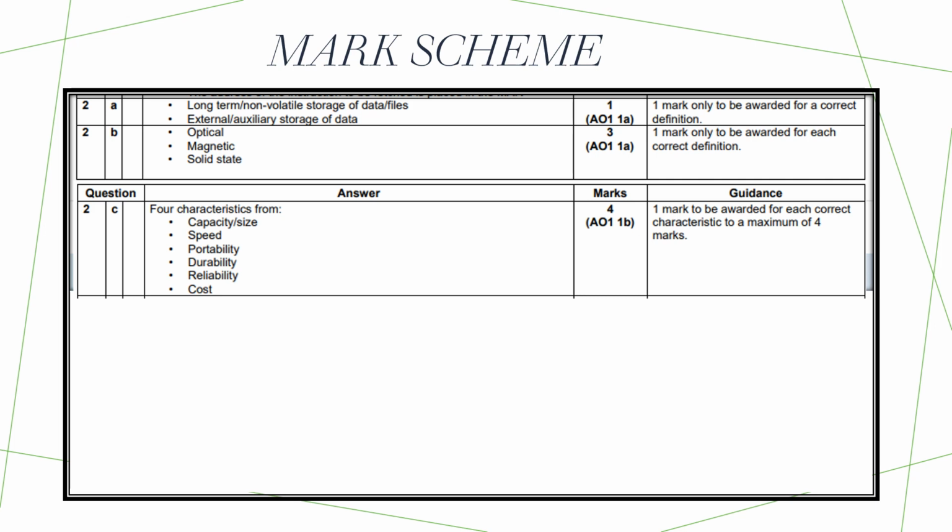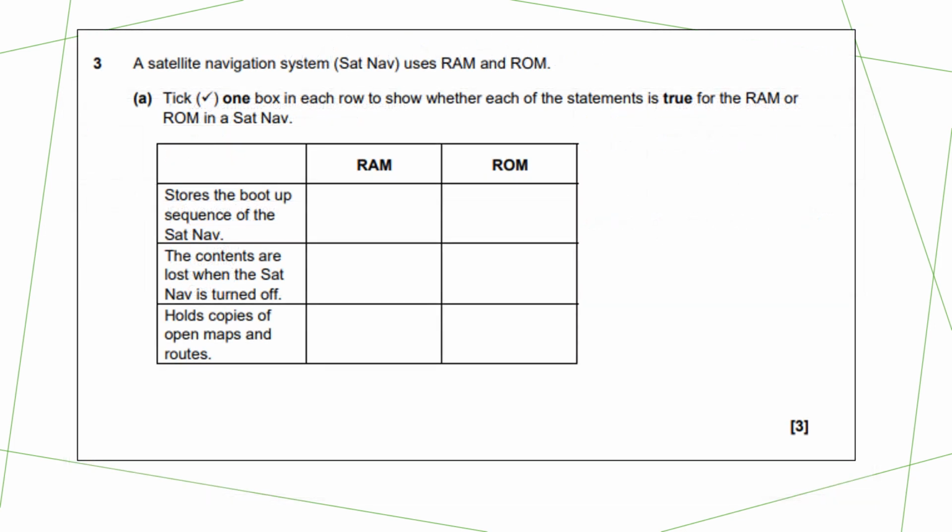Now we're going to move on to question 3. Question 3. A sat-nav uses RAM and ROM. Tick one box in each row to show whether each of the statements is true for RAM or ROM in a sat-nav.